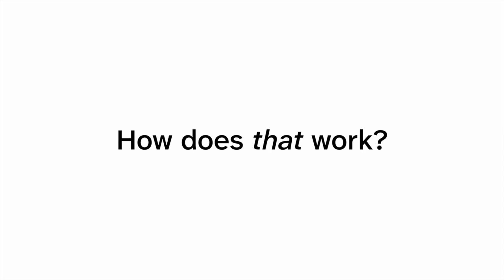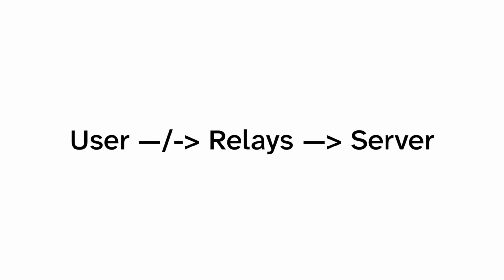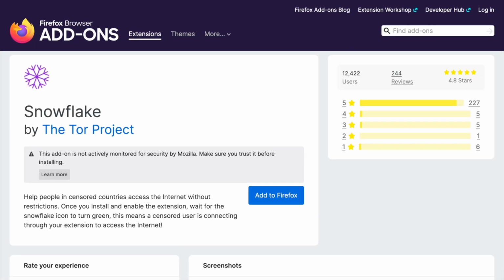How does that work? Here's where Snowflake comes in. Since Tor Guard relays are volunteer-run, their IP addresses are public knowledge, allowing censors to block connections to these relays. So the solution is to direct traffic through an intermediary that is not blocked, then forward it to Tor. This is what Snowflake does. There are many ways to run a Snowflake proxy, but the most common method is via its browser extension.